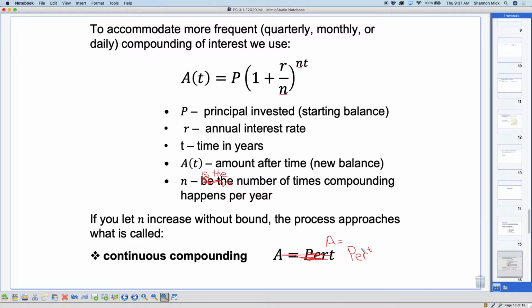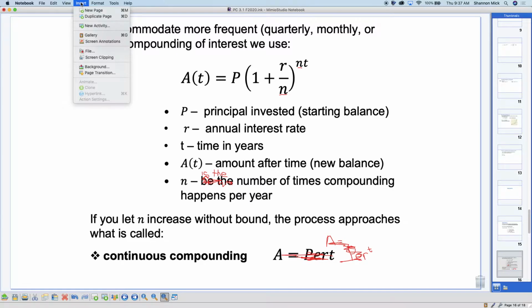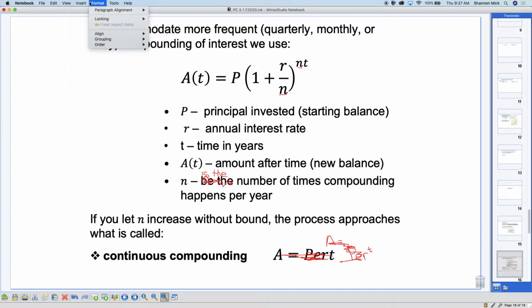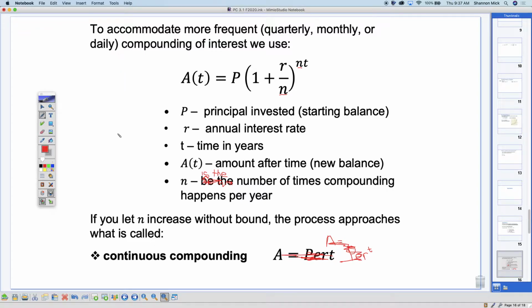Okay, it needs to change. I wrote it wrong again. I need my thing to come back up so I can do a text box. Tools. Okay, I need a text box. Okay, so let me write this right here. Ready for it?